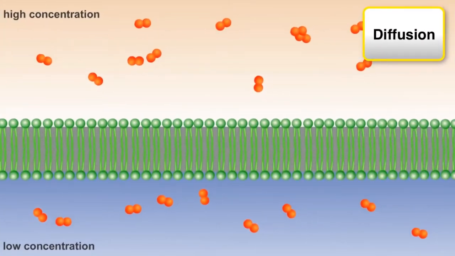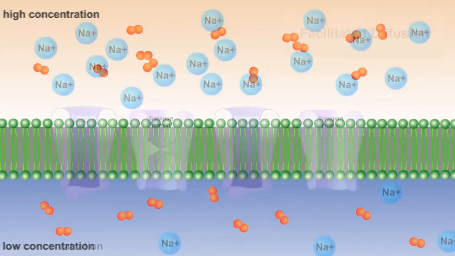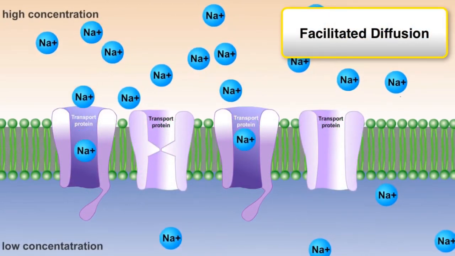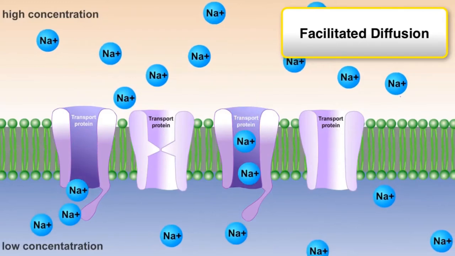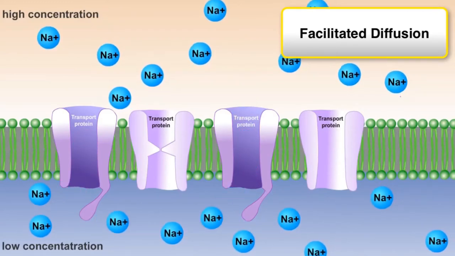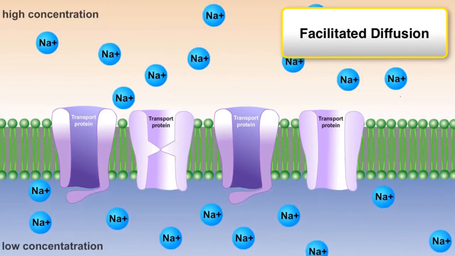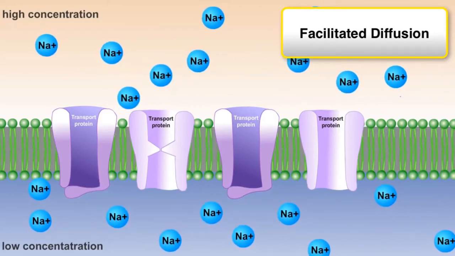Another form of passive transport is facilitated diffusion. Facilitated diffusion occurs when an ion or molecule diffuses across a membrane faster than expected, either by way of a specific channel protein or with the assistance of carrier proteins that change shape as they pass through.